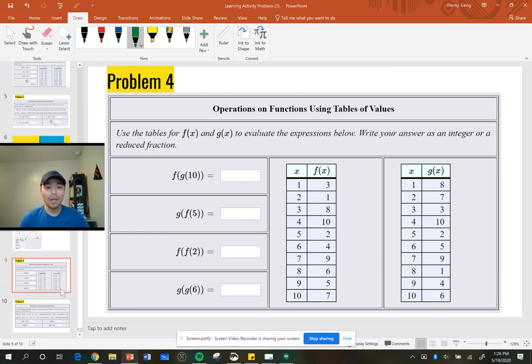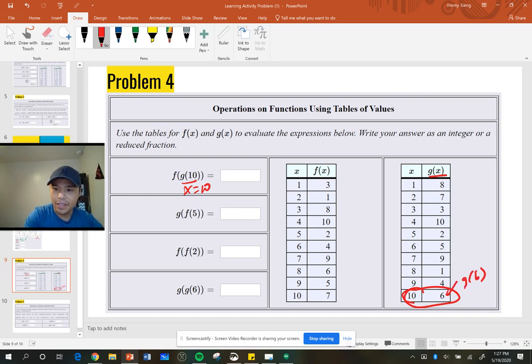Okay, this is number 4. I'll do the first one for you, and then you can do the rest of it. So I'm going to find my g of 10 first. Well, here's your g map right over here, and your x equals 10. Your g of 10 is when x equals 10. Well, the value is going to be that 6 right here. Oh, wait, no, that's g of 10. I'm sorry, went too fast.